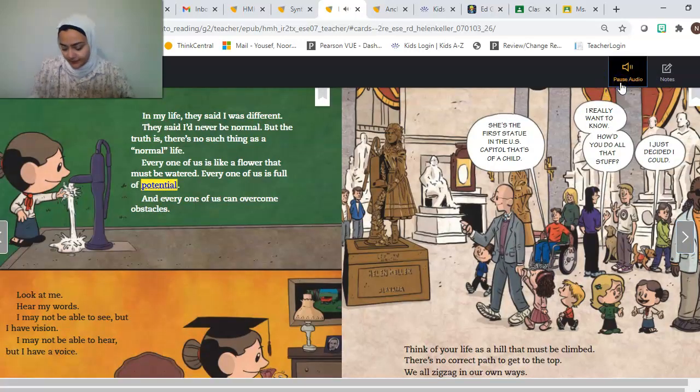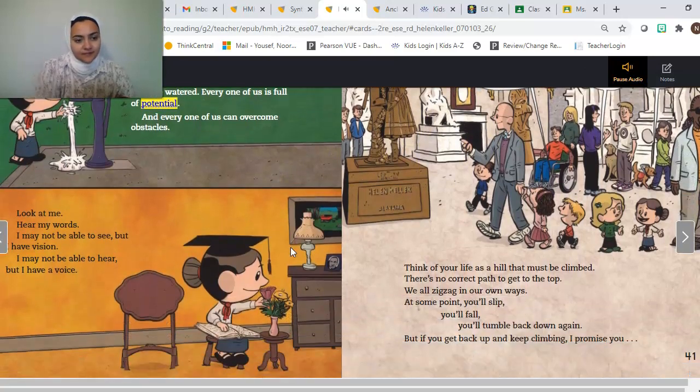In my life, they said I was different. They said I'd never be normal. But the truth is, there's no such thing as a normal life. Every one of us is like a flower that must be watered. Every one of us is full of potential. And every one of us can overcome obstacles. Look at me. Hear my words. I may not be able to see, but I have vision. I may not be able to hear, but I have a voice.